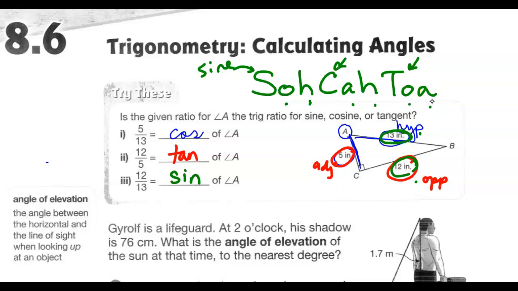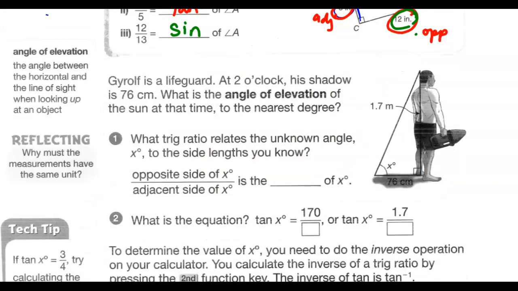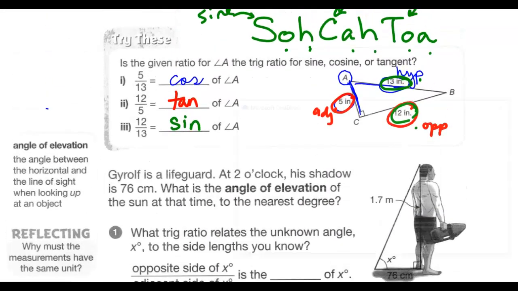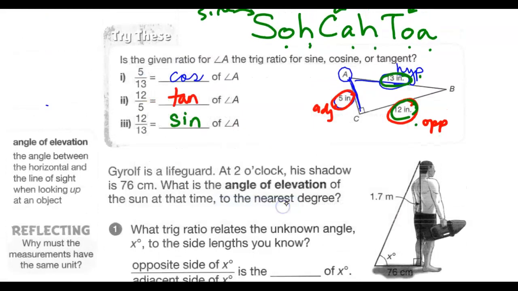If you go on YouTube, you can probably find a little song that helps you remember it. So it might be worthwhile for you to do that. Okay, get those memorized. Okay, so let's take a look here. It says, Girolf is a lifeguard. At 2 o'clock, his shadow is 76 centimeters. What is the angle of elevation of the sun at that time to the nearest degree?